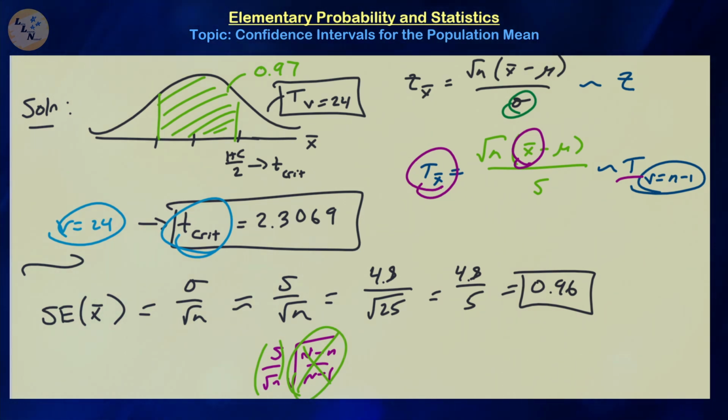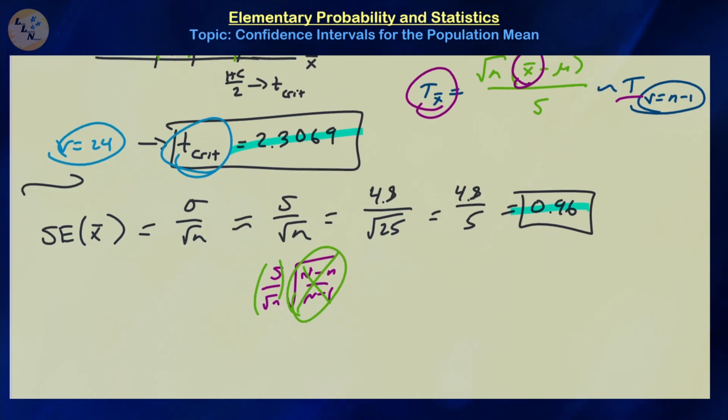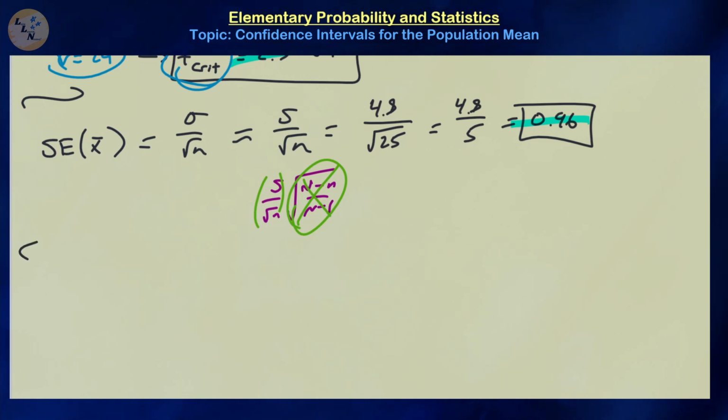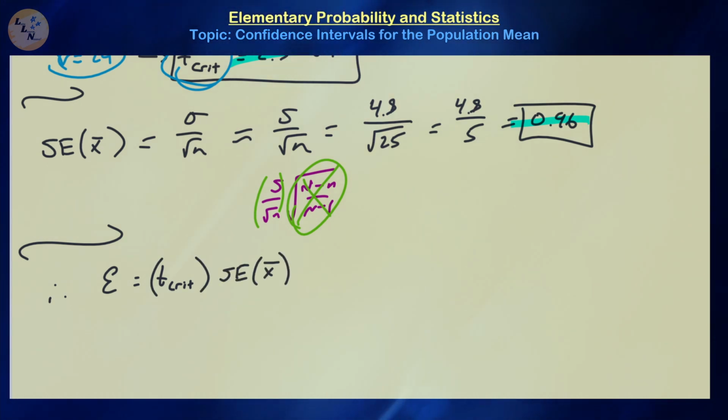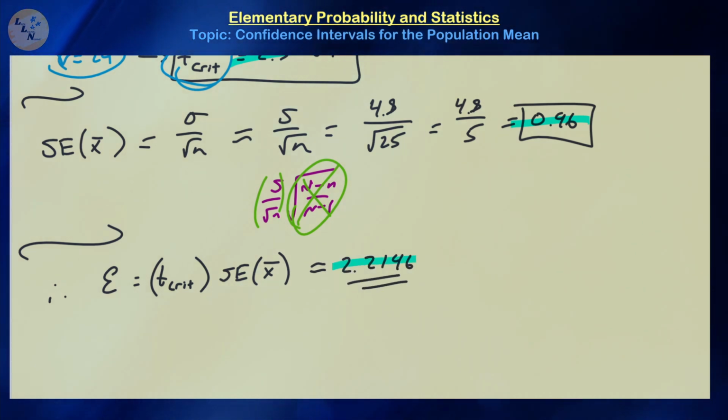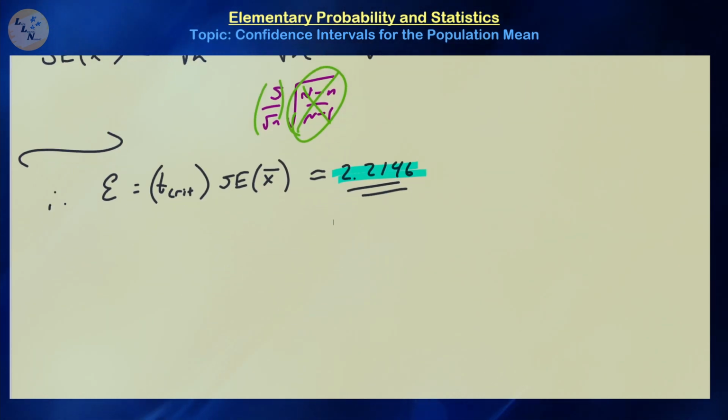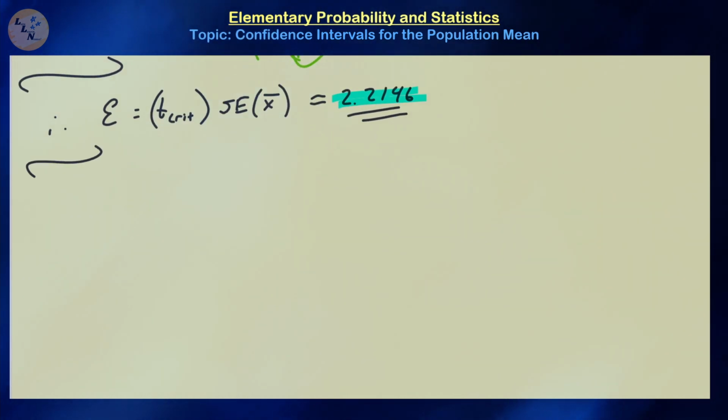Once we have our critical value, which we do have, and we have our standard error associated with the estimate, which we now have, now we can calculate the margin of error for our confidence interval. So our margin of error is going to be equal to the t critical value times the standard error of the estimate associated to using x bar as an estimate for mu, and that's going to come out to approximately 2.2146.